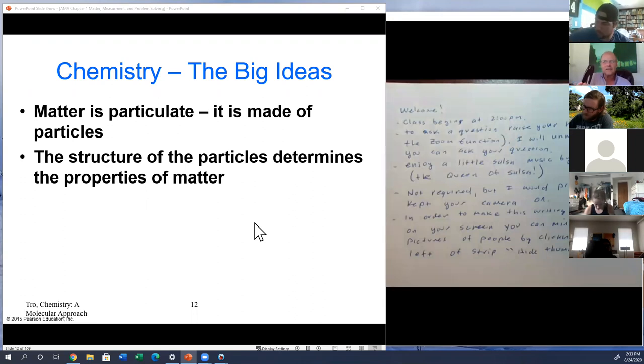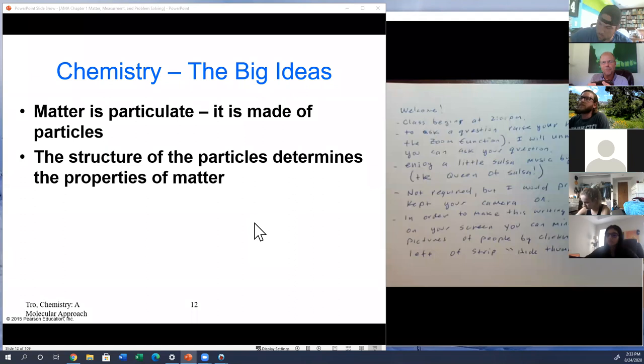It's not clear necessarily just from looking at the stapler that this is made of tiny particles too small to see, right? And in fact, for many, many millennia, people didn't know that. It was really only in the last 100 years or so that it was proven and shown to be the case that matter is particulate, it's made of particles.